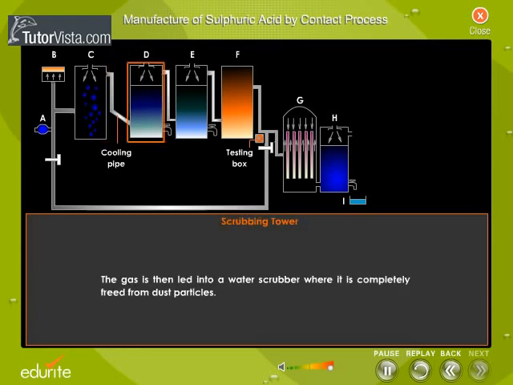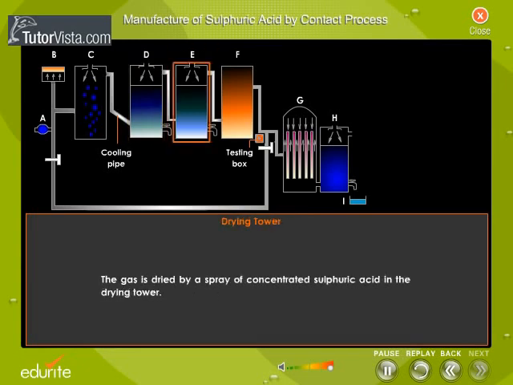Scrubbing tower. The gas is then led into a water scrubber where it is completely freed from dust particles. Drying tower. The gas is dried by a spray of concentrated sulfuric acid in the drying tower.